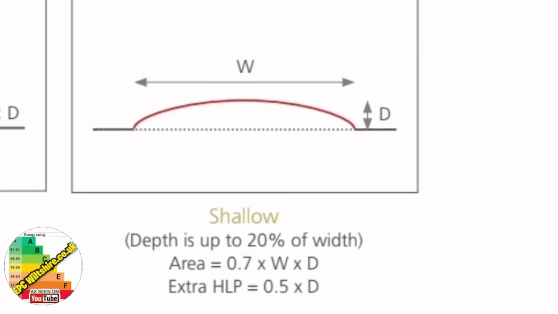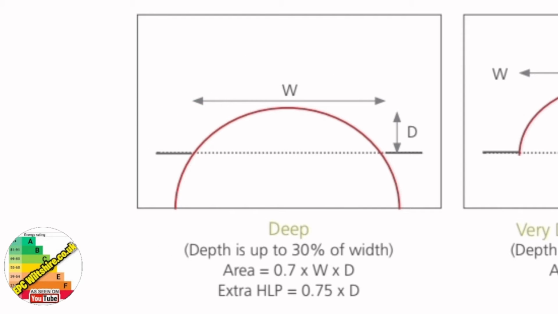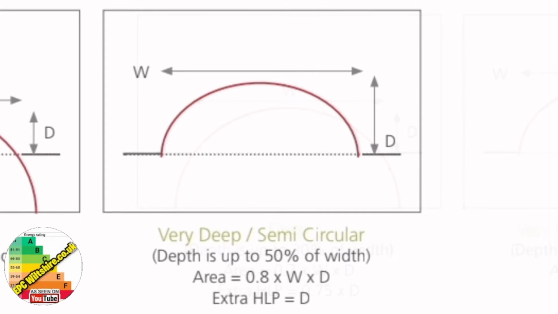A shallow one is where the depth is up to 20% of the width. A deep one is where the depth is up to 30% of the width. And a very deep one, stroke semicircular one, is where the depth is up to 50% of the width.